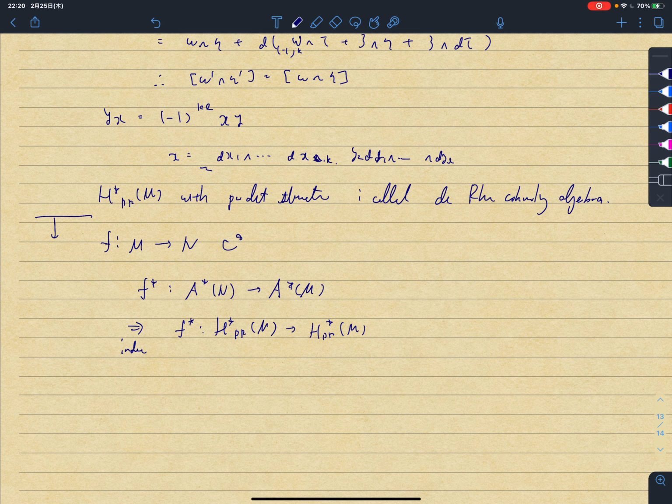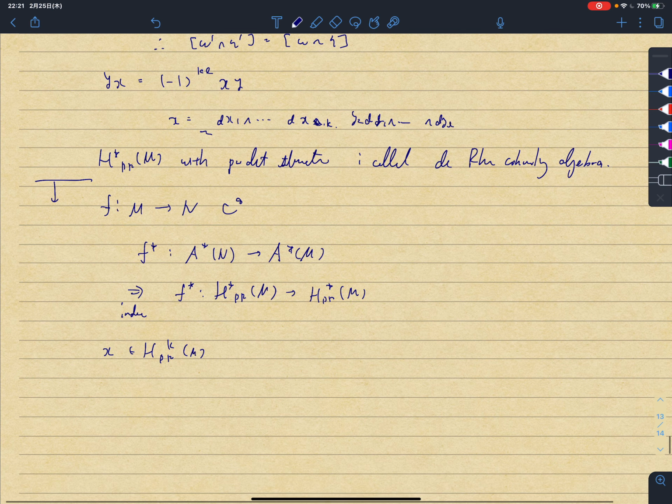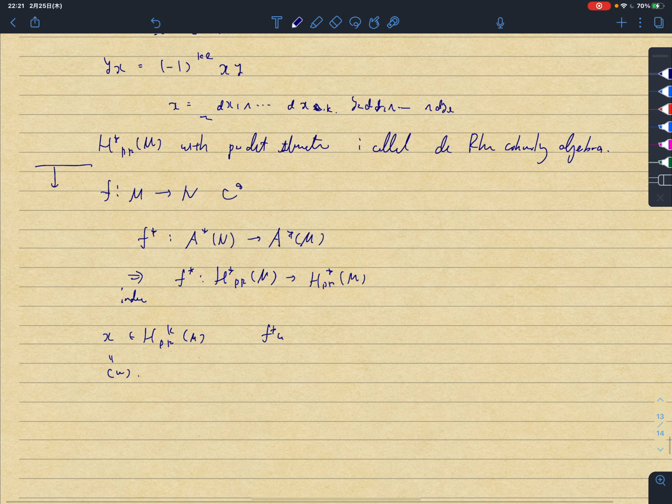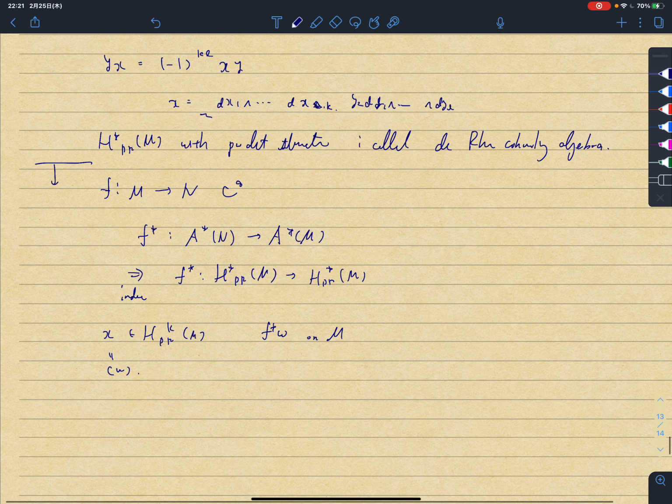A homomorphism of de Rham cohomology algebras. In practice, if x is in H^k_dR, represented by omega, a degree k closed form on M, we set f^* x to be the class of f^* omega. This is well defined, independent of the choice of omega.